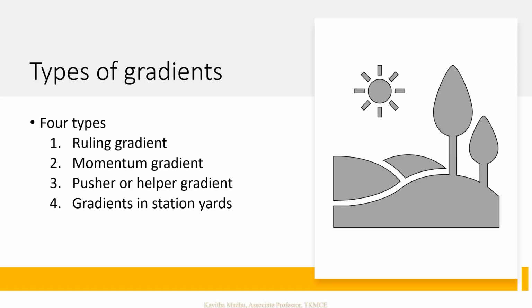Various gradients used on railway tracks can be classified under the following heads. There are four types basically. One is the ruling gradient, then the momentum gradient, then the pusher or helper gradient, and then the gradients to be provided in the station yards. Let's see all these in detail in the coming slides.